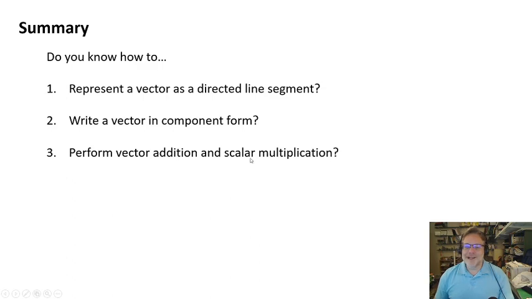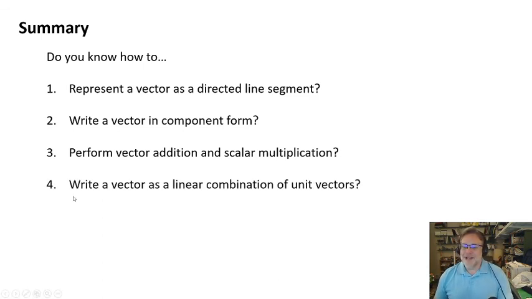Can you perform vector addition and scalar multiplication? Do you remember how to add those vectors together by placing them end to end and then drawing the resultant vector from the start of the first one to the end of the second one? Do you remember how to double a vector, triple a vector, multiply a vector by a negative number, all that stuff with scalar multiplication? Can you write a vector as a linear combination of i and j, those unit vectors there?